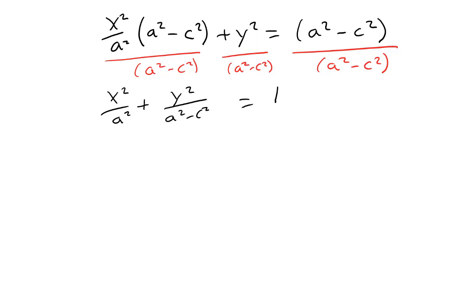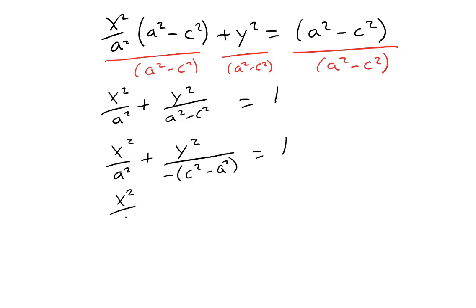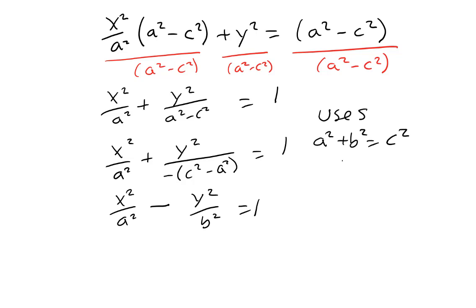But this is a hyperbola, and in the hyperbola, c is larger than a, so that a squared minus c squared in that denominator is negative. We factor a negative out of it, making that denominator negative of the quantity c squared minus a squared. c squared minus a squared in the hyperbola is b squared. So here we're using the Pythagorean relationship we talked about earlier. a squared plus b squared equals c squared, so b squared equals c squared minus a squared. And that's the last step needed to put our equation in standard form for a hyperbola.